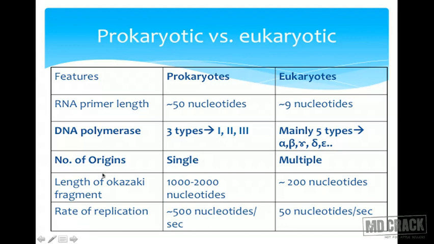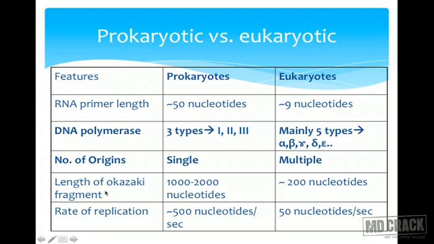Now if you look at the origin, the site where replication has to take place, prokaryotes have a single origin. That is, only at a single base within the DNA is going to act as an origin. Whereas eukaryotic, imagine such a huge eukaryotic DNA, so many chromosomes, is it enough to have one origin? No, not enough. So that is why in eukaryotic DNA replication, multiple origins are there. That is the main difference.